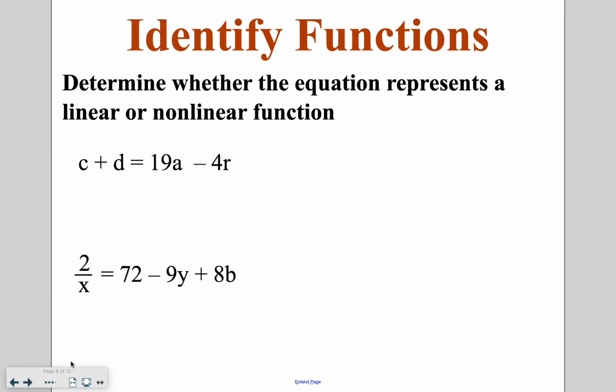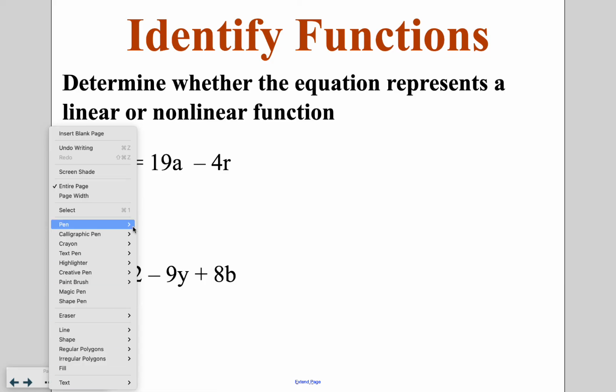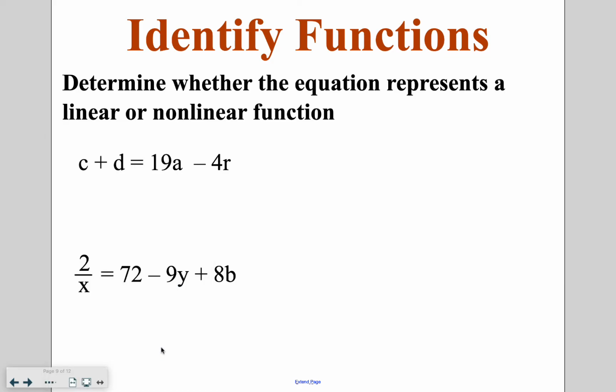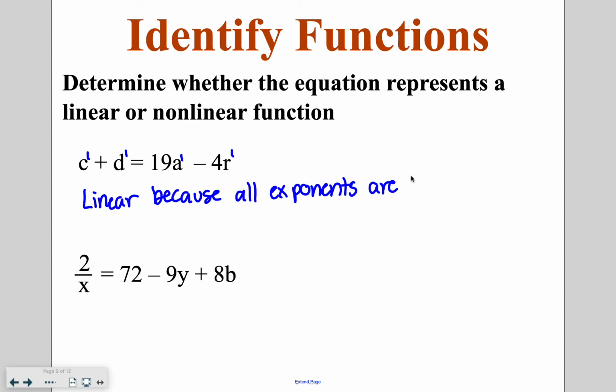Now we're going to determine whether functions are linear or nonlinear. This goes back to looking at the exponents. So I've got C plus D is equal to 19A minus 4R. If I look at the exponents on all of these, each of them has an exponent of 1. There's only one value. So this would be a linear function because all exponents are equal to 1.